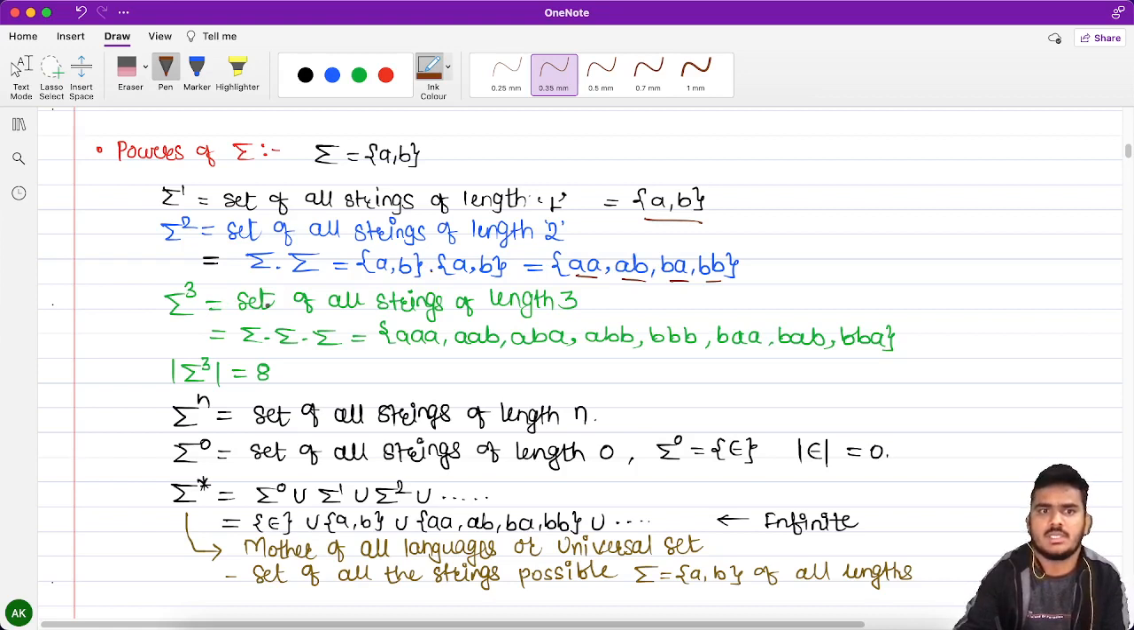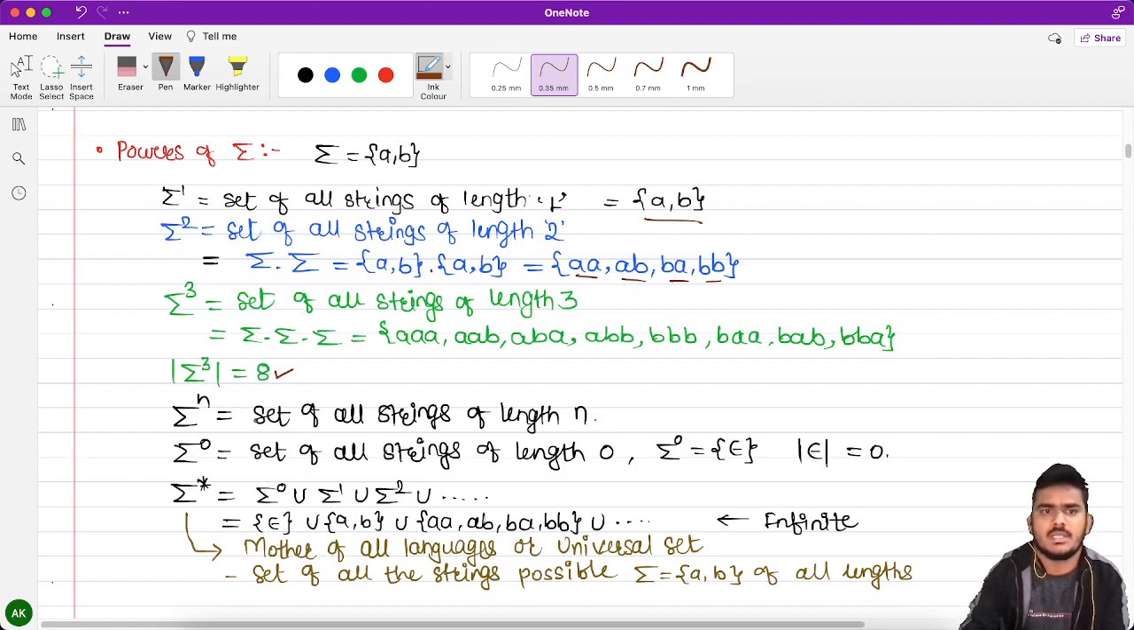Again, sigma power 3 says that set of all the strings of length 3. So these are the 8 strings available over the alphabet A, B, which are of length 3. And if we calculate the number of strings, that becomes mod of sigma power 3, which gives the number of strings, that is the 8 strings present in this particular sigma power 3.